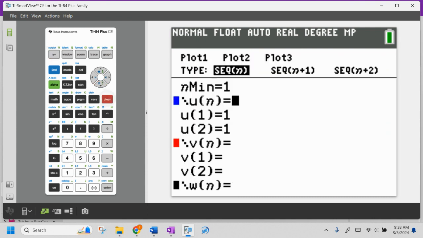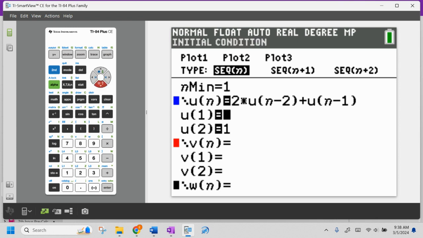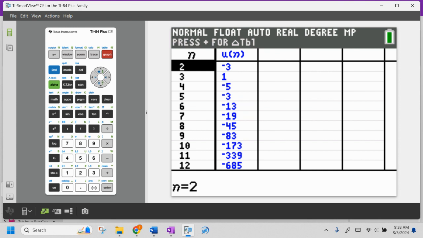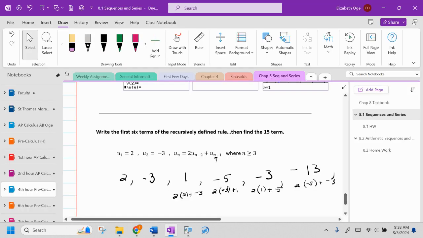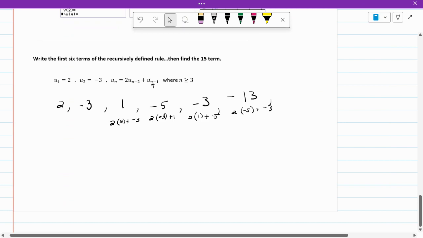We're going to go to y equals. Let's clear this. And we're going to do 2 times u of n minus 2, and then plus, second 7 for u of n minus 1, like that, where the first term was 2 and the second term was negative 3. So now we have this recursively defined sequence in our y equals. We can go to the table and we can see what the 15th term was. The 15th term is negative 5,459. Okay, so that's how we do a recursively defined sequence.